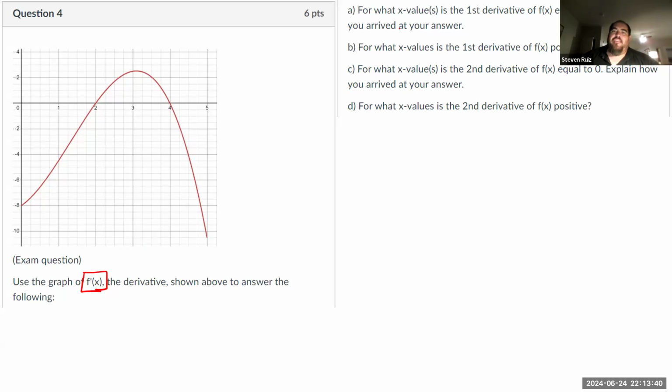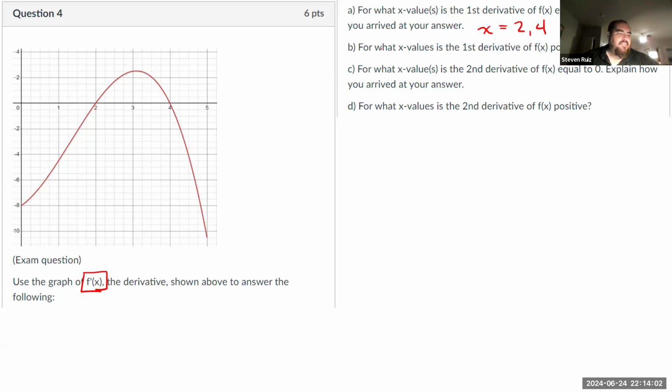So part A: for what x values is the first derivative of x equal to 0? Since this graph is the first derivative of f, the places where it's equal to 0 are where it crosses the x-axis. That happens exactly at 2 points. Looks like 2 and 4.